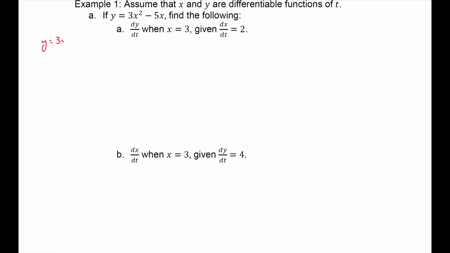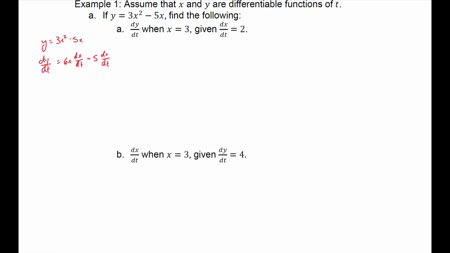So for this one, the first thing we need to do, if we know our function y equals 3x squared minus 5x, is implicitly differentiate this. We're assuming that x and y are both functions of t. Remember, the derivative of y with respect to t is dy/dt. So dy/dt equals the derivative of 3x squared with respect to t, which is 6x times dx/dt, and then minus the derivative of 5x with respect to t, which is 5 dx/dt.